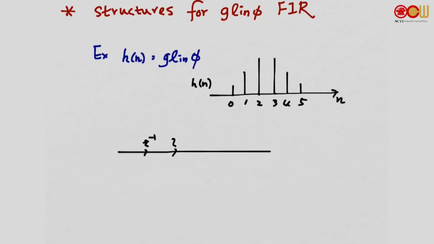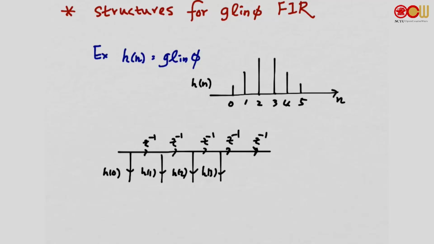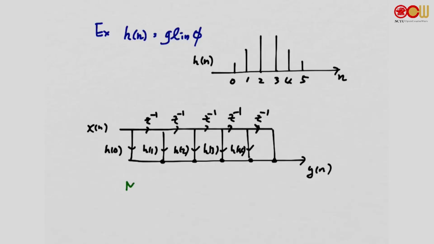Now let me draw the direct form like before. The direct form implementation will require 5 delays, and we would have multipliers as well: h0, h1, h2, h3, h4, and h5, and the outputs are added together. This is the input, this is the output. And we have adding nodes to add them all up. Like our discussion earlier, we would need 6 multipliers and 5 adders. Oh, I forgot h5 here. Okay.